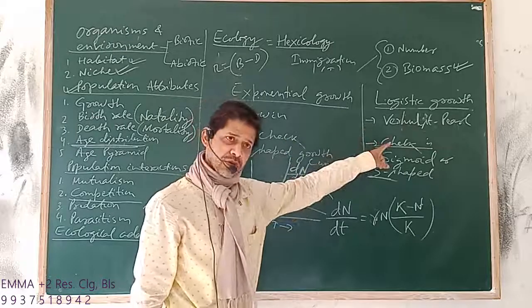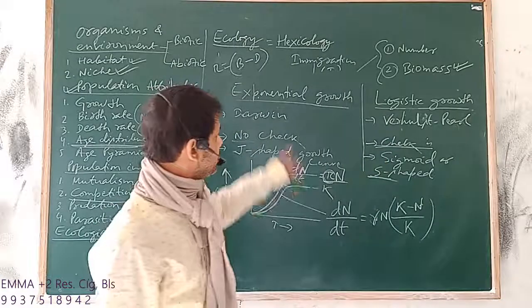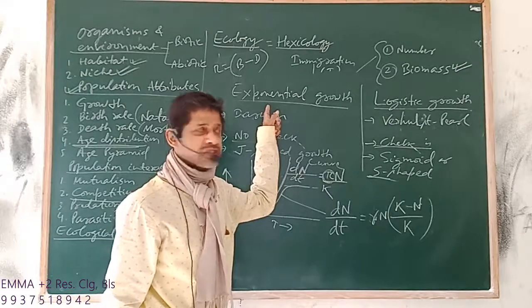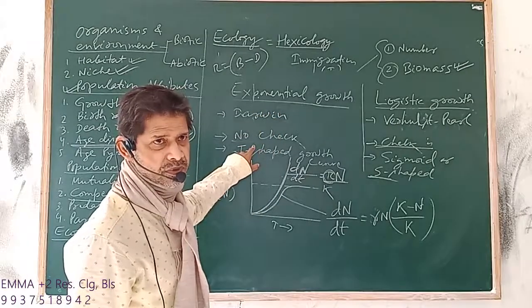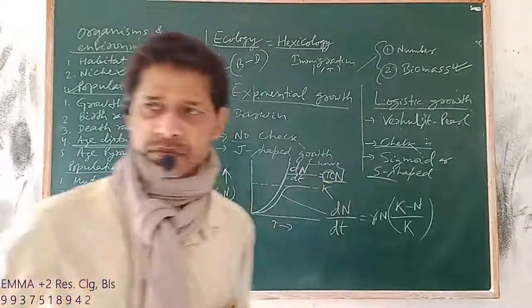So the logistic growth model is most natural. By the exponential growth model, even the slowest breeder like an elephant can increase its number. So this is a very important difference from your exam point of view.